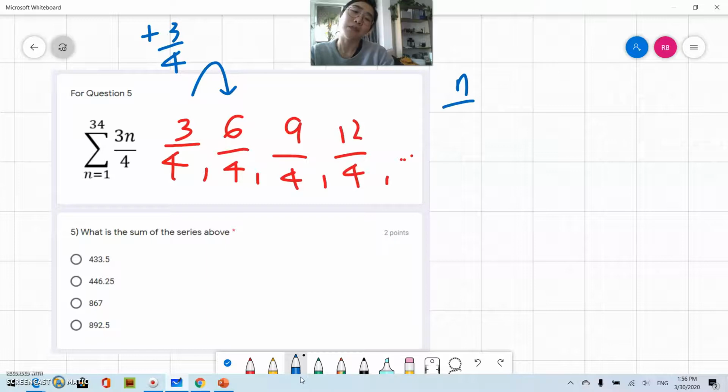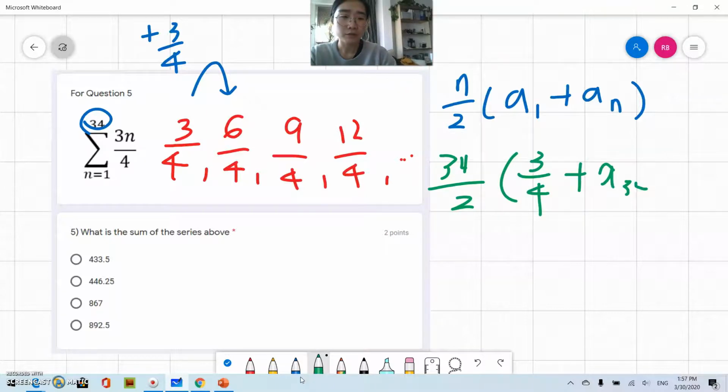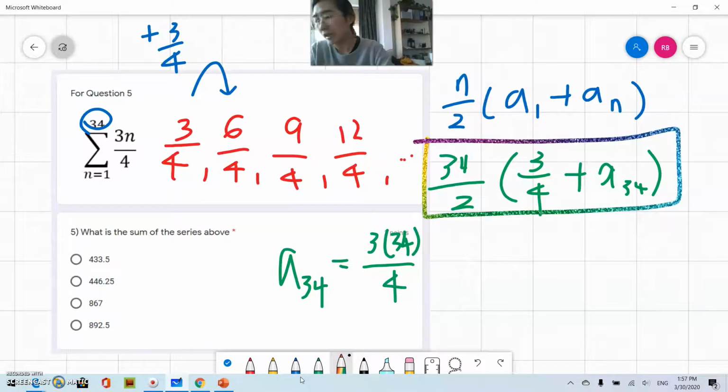And the arithmetic series formula goes, so we need to find n, and n is 34. So let me plug in what I know. 3 over 4 plus, well, we gotta find A34. So that means A34 is 3 times 34 over 4. Okay, so if I plug everything in to the calculator and do this calculation, I get 446.25 as an answer.